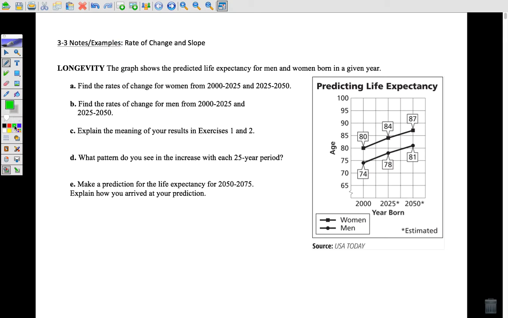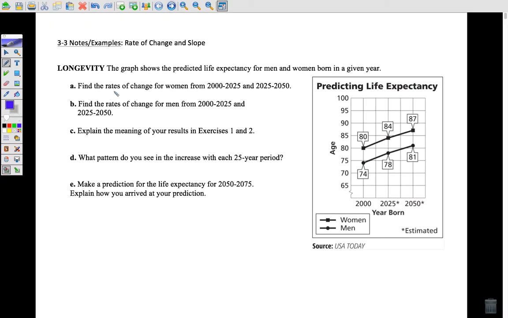It says the graph shows the predicted life expectancy for men and women born in a given year. So A says find the rate of change for women from 2000 to 2025 and 2025 to 2050. So what I'm going to do, because there's not a whole lot of space here, is I'm going to just do this on a separate little paper over here. So we're going from 2000 to 2025.